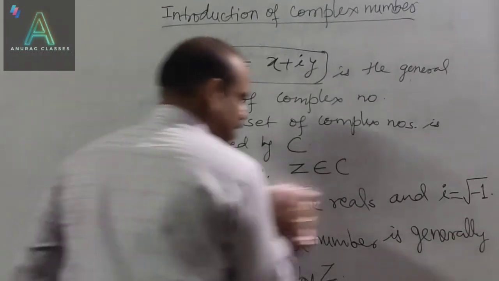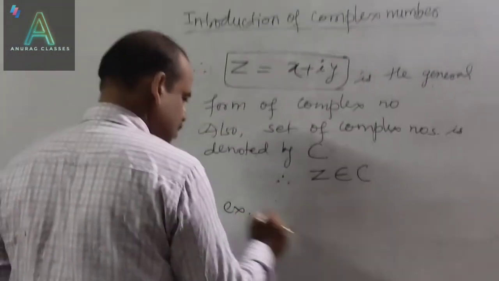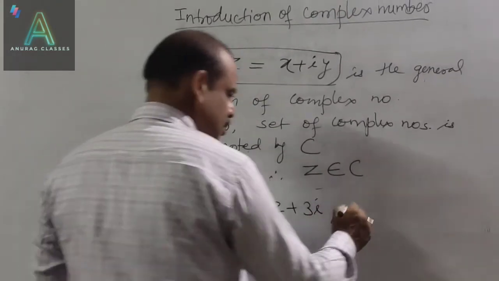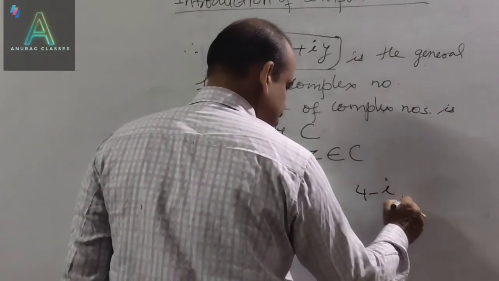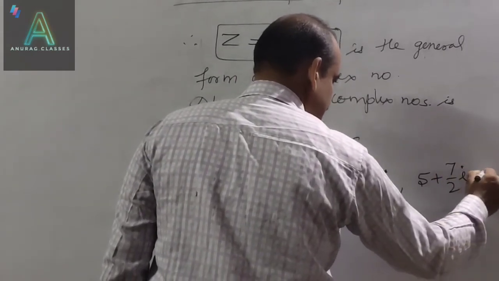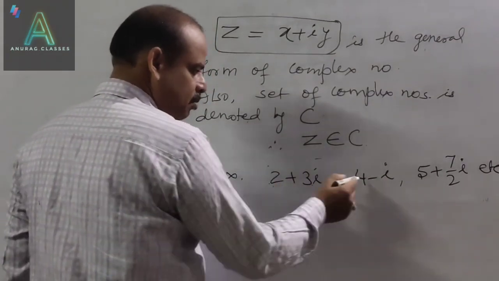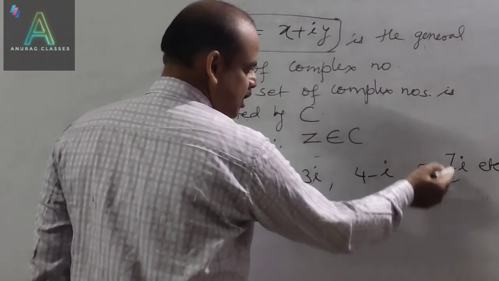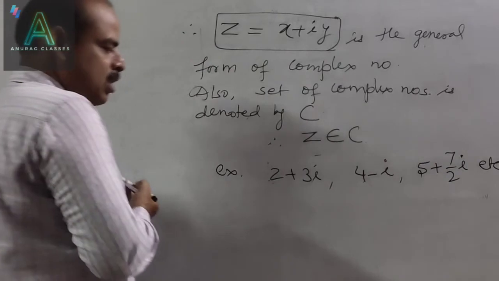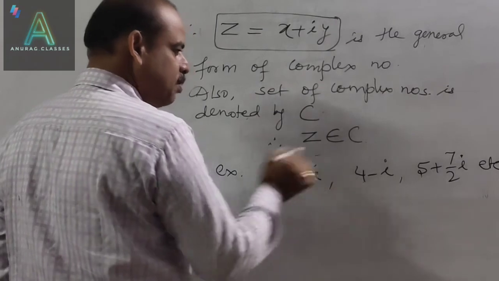Some examples of complex number may be like this: 2 plus 3 iota, 4 minus iota, 5 plus 7 by 2 iota, etc. In all these numbers you can see that 2 and 3 are real, 4 is real, minus 1 is real, 5 is real, 7 by 2 is real, but an imaginary number iota is always there. So for a complex number it is necessary that iota must be there.